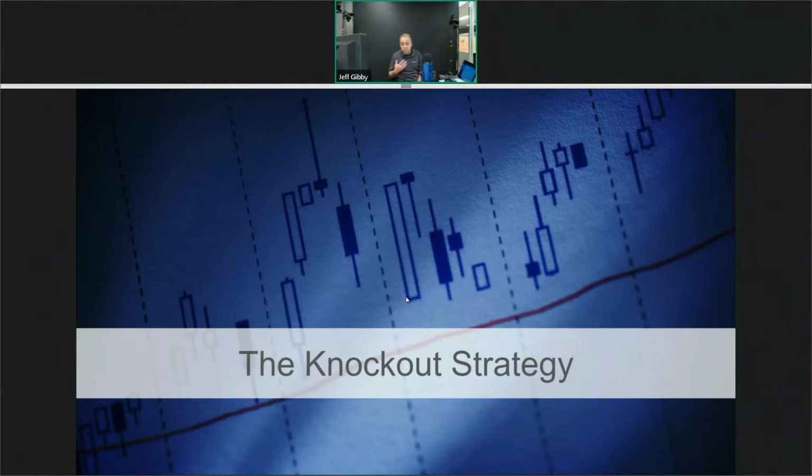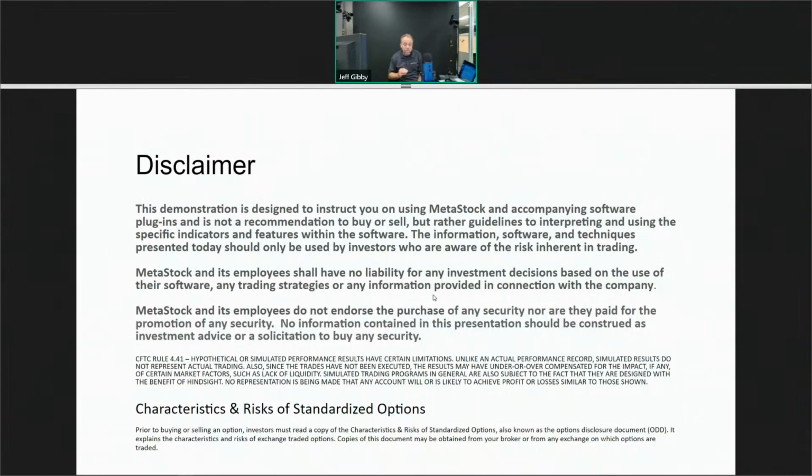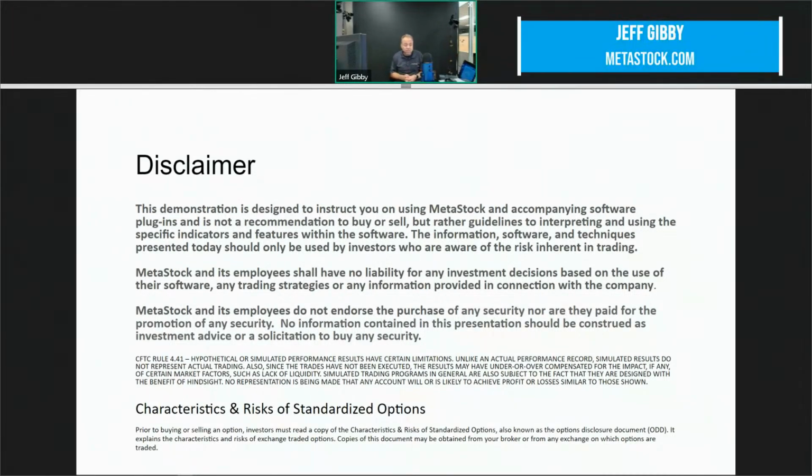So my job, I'm just going to kick us off. That means I read a legal disclaimer and say some complimentary things about our guest, who's awesome. So let's go ahead and get started there. Today's demonstration is designed to instruct you on using Metastock and the accompanying software plugins. It is not a recommendation to buy or sell, but rather guidelines to interpreting and using specific indicators and features within the software. The information, software, and techniques presented today should only be used by investors who are aware of the risk inherent in trading. Metastock and its employees shall have no liability for investment decisions based on the use of the software, trading strategies, or any information provided in connection with the company. Metastock and its employees do not endorse the purchase of a security, nor are they paid for the promotion of a security. No information provided in the presentation should be construed as an investment advice or solicitation to buy a security.